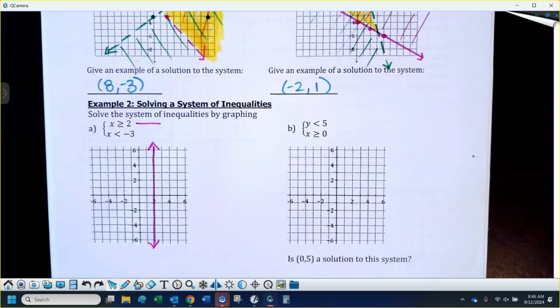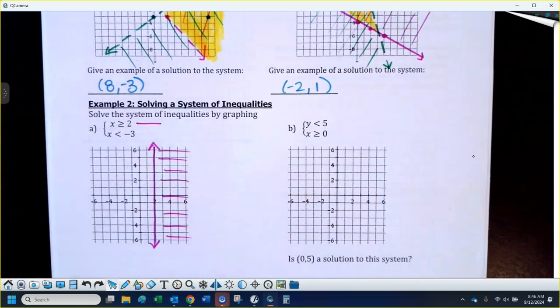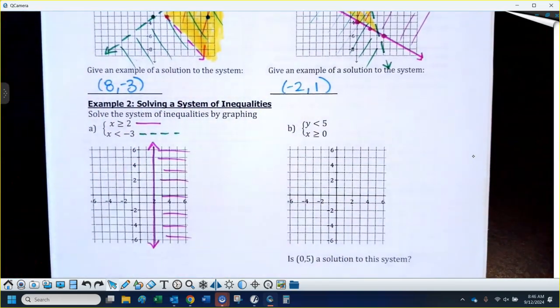Liam, what do you think? Yes, so would that be right or left? Right. Perfect. Okay, these guys, all these x values are bigger than 2, right? All right, now my other inequality says x is less than -3, so because we have a dashed line here.